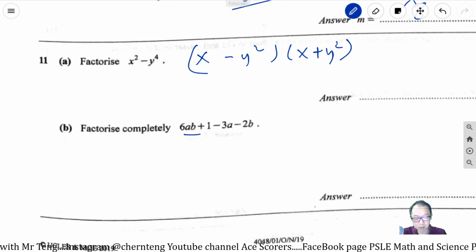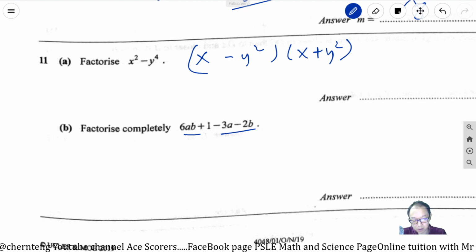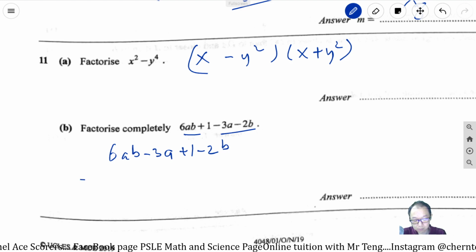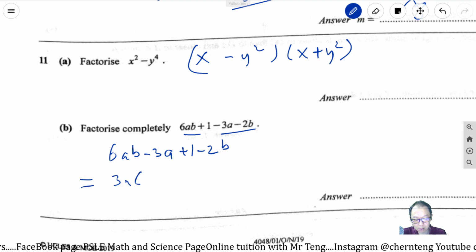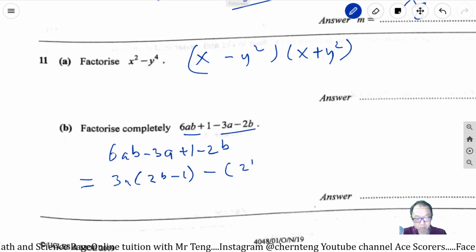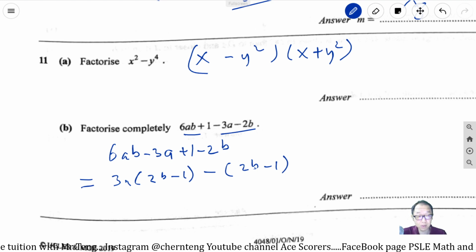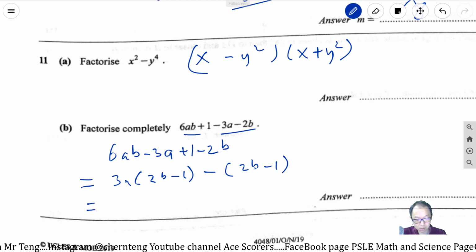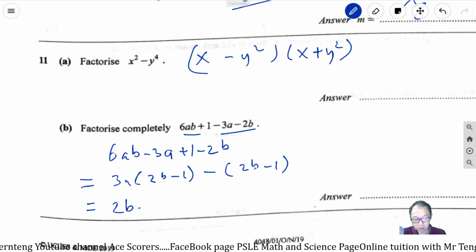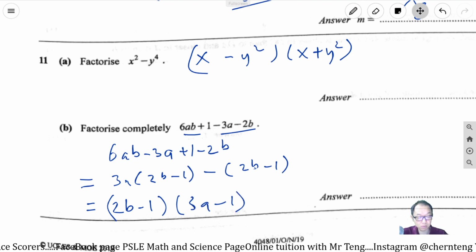Factorize completely. Do grouping. But what to group? Cannot group anything. 1 minus... okay. Rearrange. 6ab minus 3a plus 1 minus 2b. So take out 3a, left 2b minus 1. Take out minus 1, 2b minus 1. Okay, this one is tricky. I don't think a lot of people know what to do. So next we extract the 2b minus 1, right? 2b take away 1. 3a minus 1. Final answer.